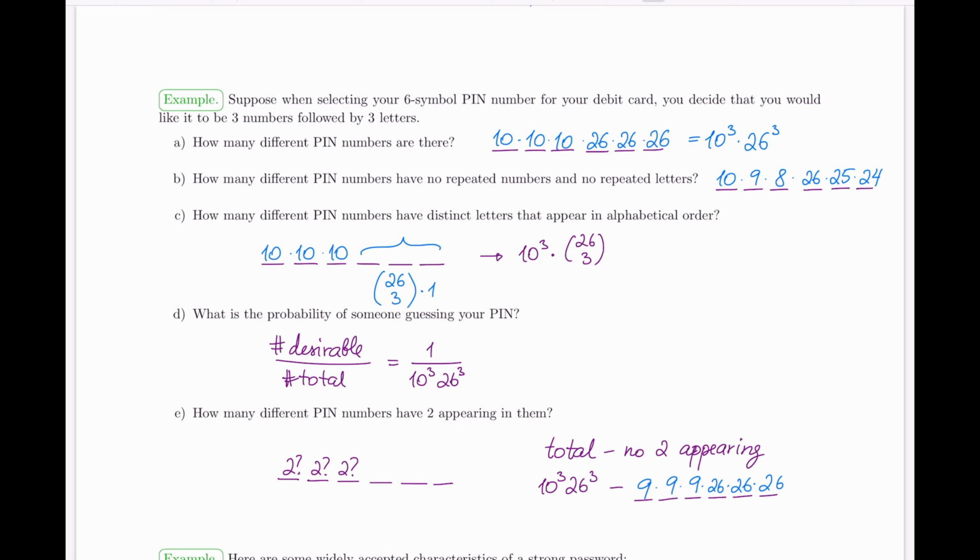So altogether, I'm going to have 10 cubed times 26 choose 3 minus 9 cubed times 26 choose 3 for this number of pins. Notice that all of the counting questions can actually be turned into probability questions, and the way to solve them then would simply divide by the number of total pins that we calculated in part A. So from now on, if you see a question that involves counting and probability, the probability part will be done simply by applying the already well-known principle of dividing the number of desirable outcomes by the number of total.